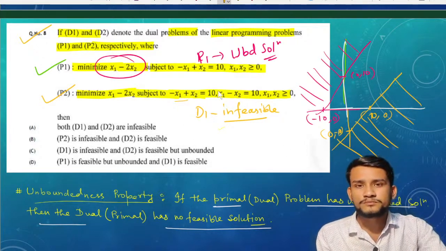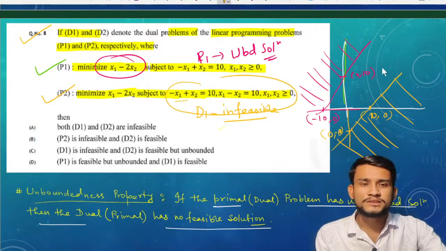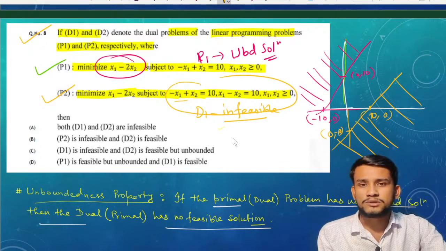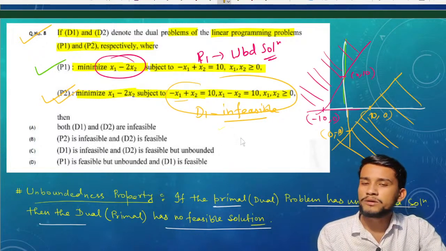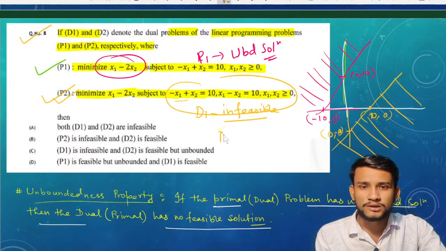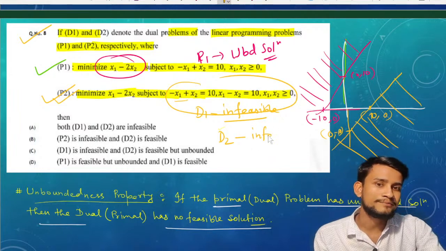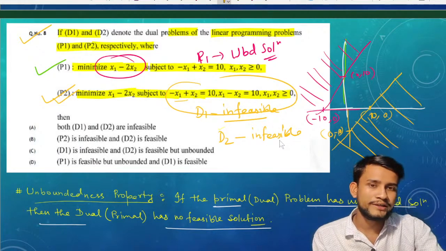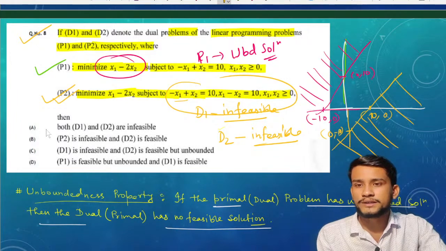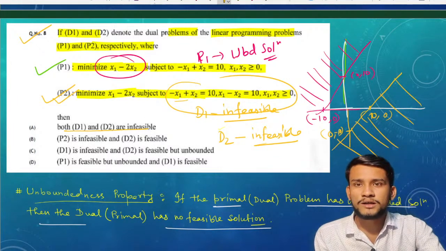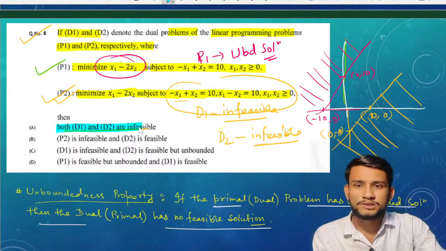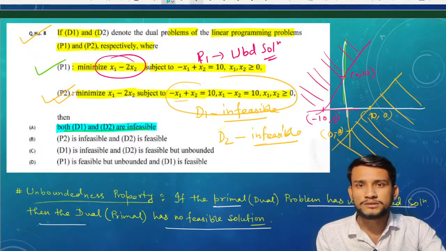Therefore for this problem, these are the two lines. Okay, so for this problem, P2 also has unbounded solution. That means the dual of the primal problem P2, D2, is also infeasible. So this is a very easy question. That means our answer is both D1 and D2 are infeasible. Okay, so this A is our clear answer.